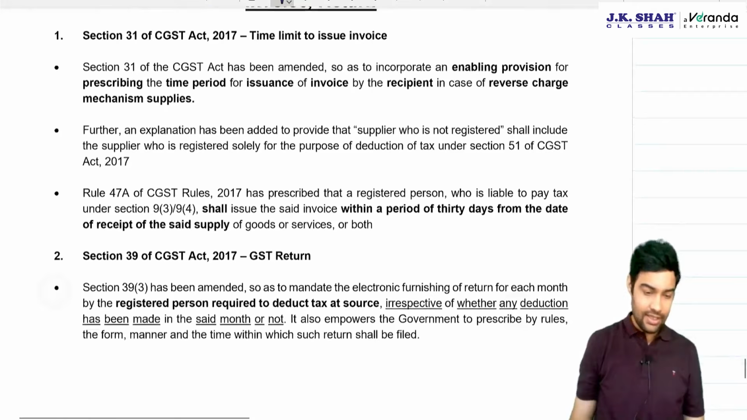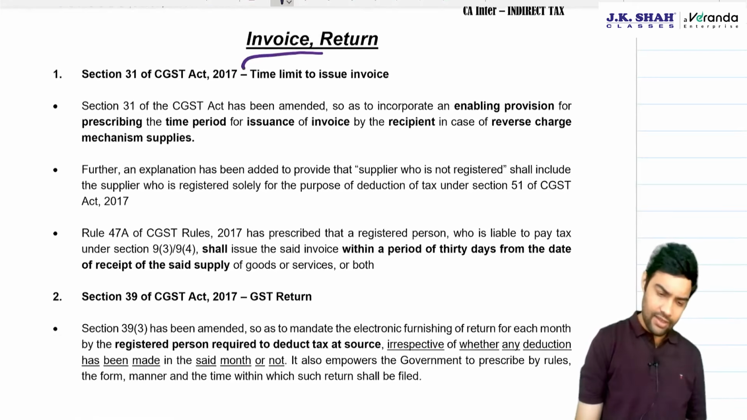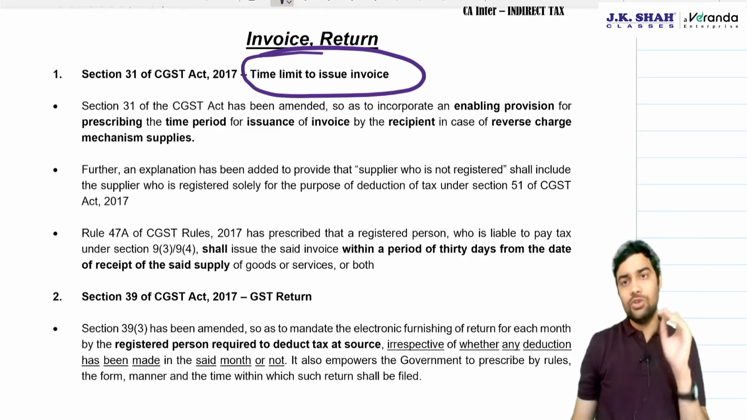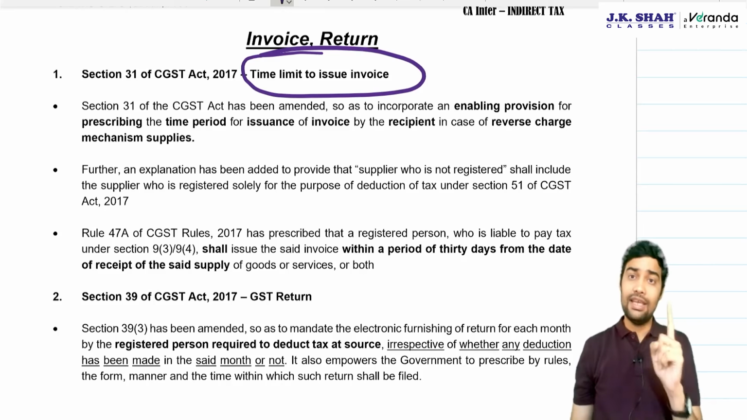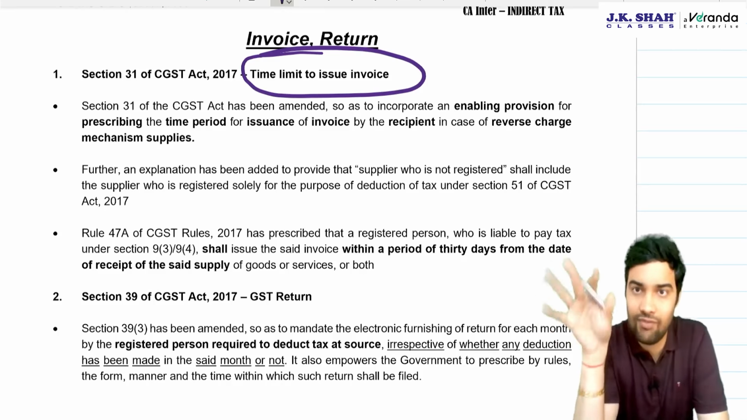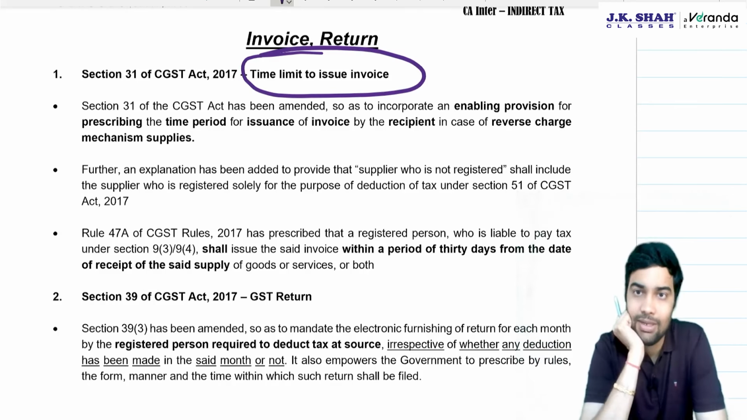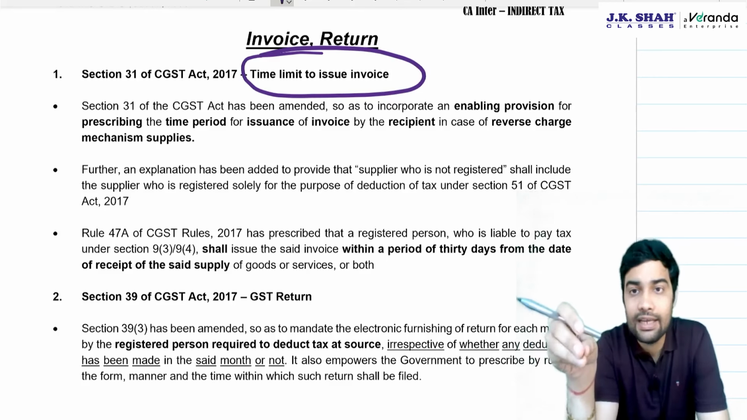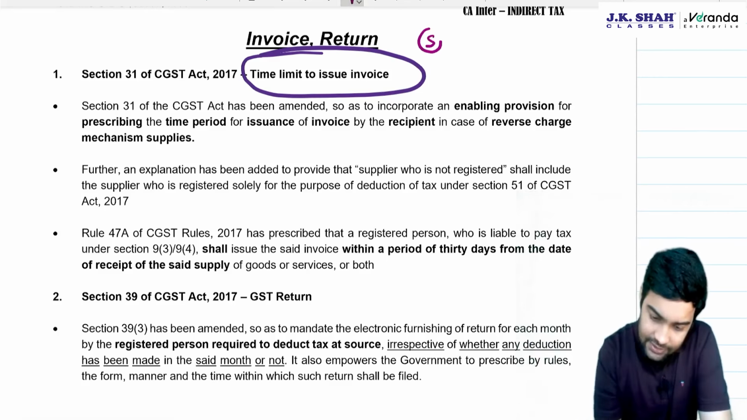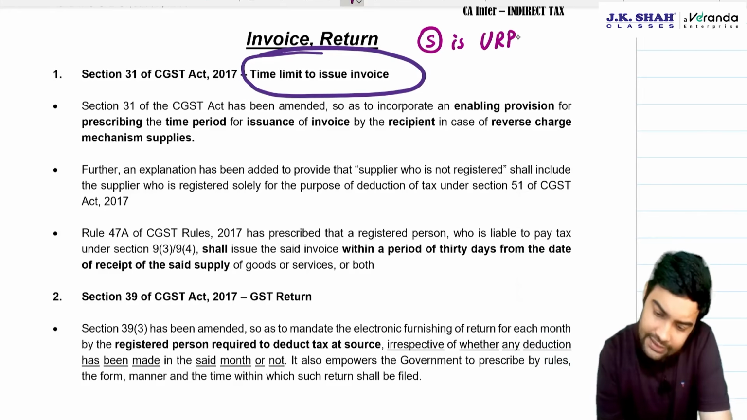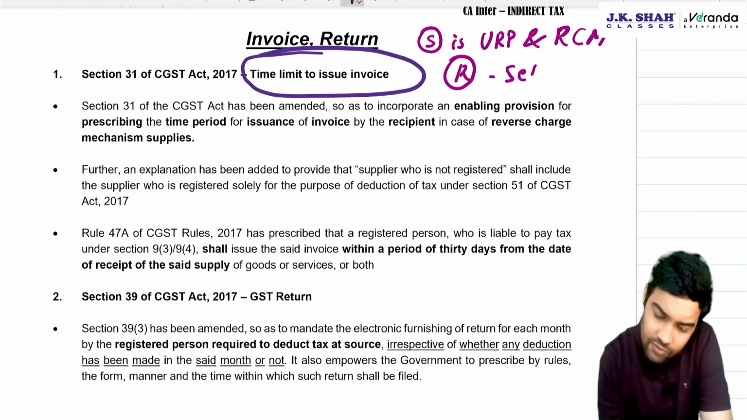Okay. Now coming to the last one. This you are already aware. What is the time limit to issue invoice? In case recipient has to issue a self invoice, what will be the time limit? This was not defined in the law. Now it is defined. If the supplier is unregistered and it is a case of RCM, who has to generate invoice? Supplier unregistered, case of RCM, recipient has to make a self invoice.